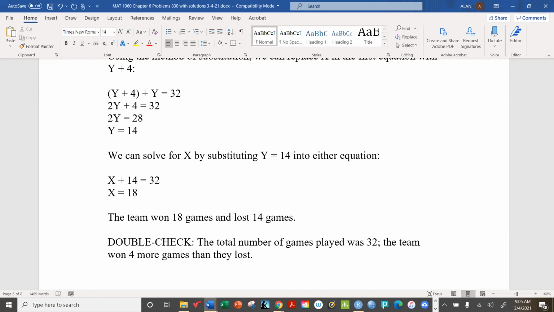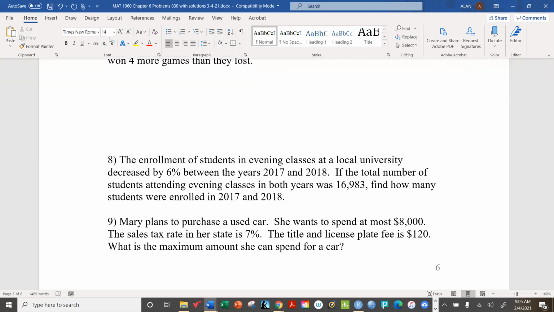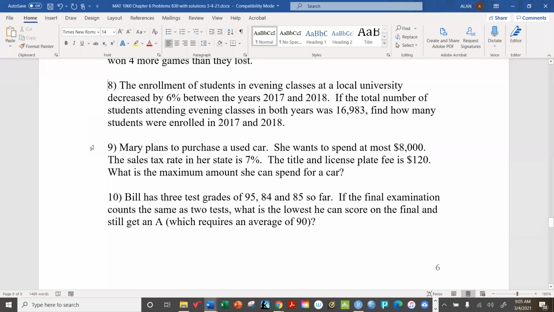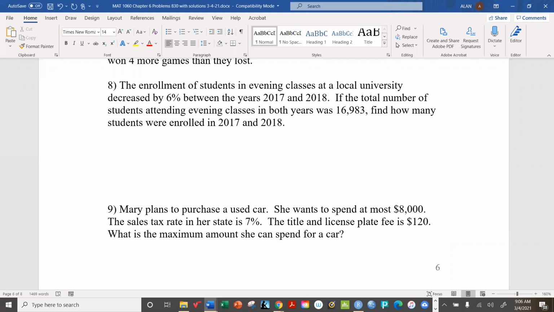All right, let's see, what's next? Ooh, this one looks interesting. So enrollments in classes. What do we know? All right, well, first of all, we're looking at 2 different years, 2017 and 18. So let's say X is 2017 enrollment, and Y is 2018 enrollments.